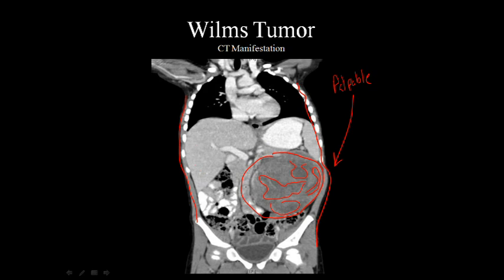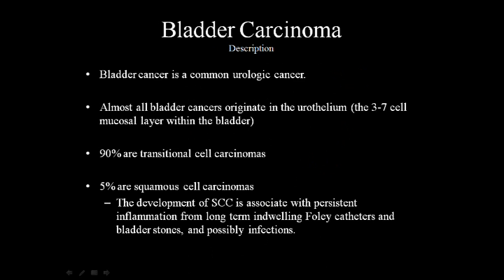Notice the patient's body habitus is very small. This is a very small child, and so this mass should be very palpable. That's what you're looking for with a Wilms tumor. The mass is going to be very large, much larger than probably anything that we've actually seen with renal cell carcinoma, just based on the patient's body habitus.